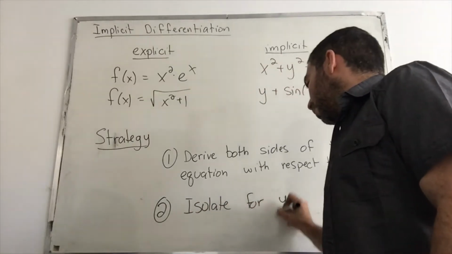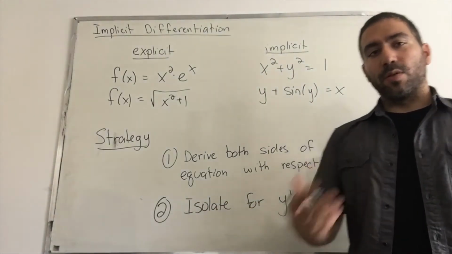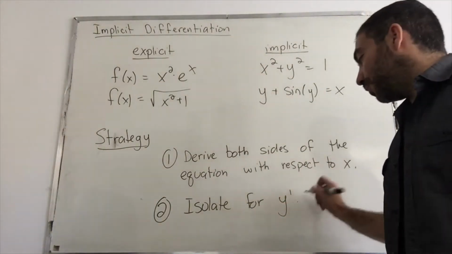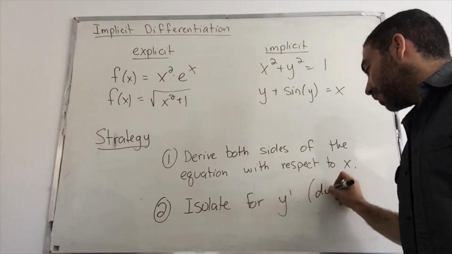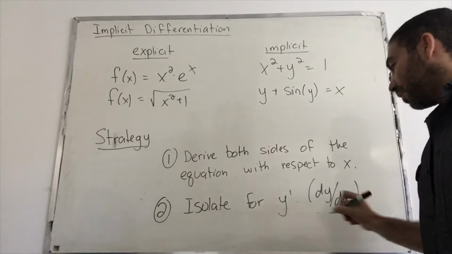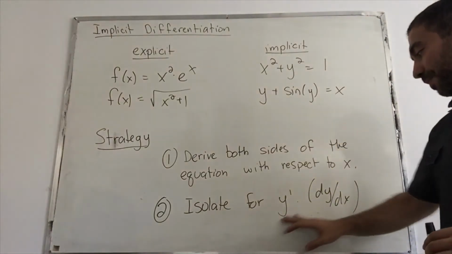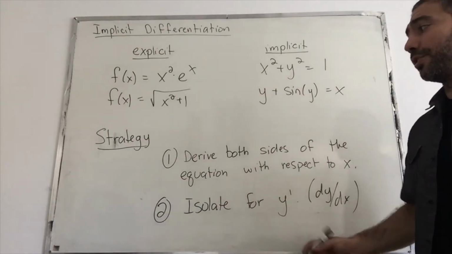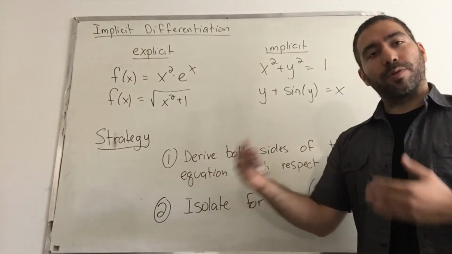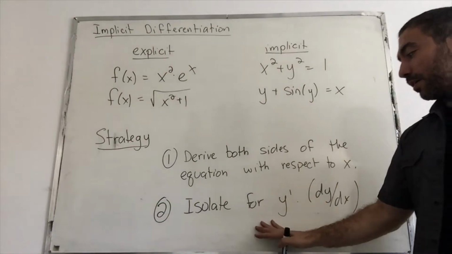Okay. So once you take the derivative on both sides, the last step, part 2, isolate for y prime. Depending on the notation you use, if you use the prime notation, that's fine. You could also use the Leibniz notation, dy dx. I'll probably interchange between the two, show you both methods. Both are fine. So this is the strategy. We're just going to take the derivative on both sides with respect to x, and we're going to isolate for y prime.